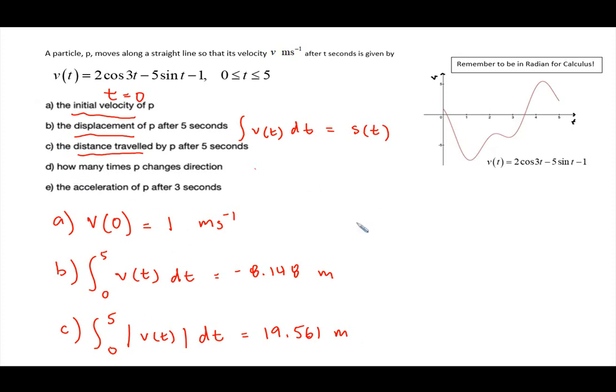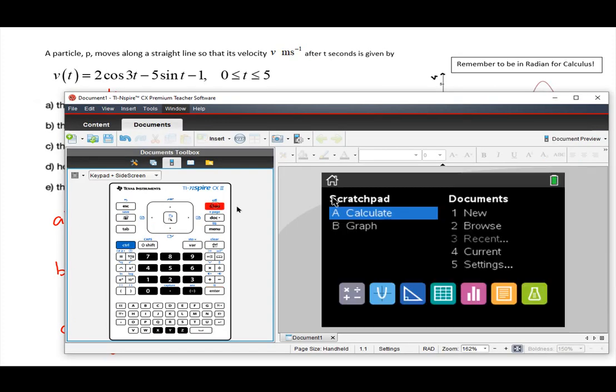Now part D. It's asking, how many times does P change direction? Now this is where you need to be aware that if you're looking at the velocity graph, the particle changes directions when velocity goes from negative to positive or positive to negative, meaning at these spots right here. So basically the x-intercepts. So going back to our graph earlier.